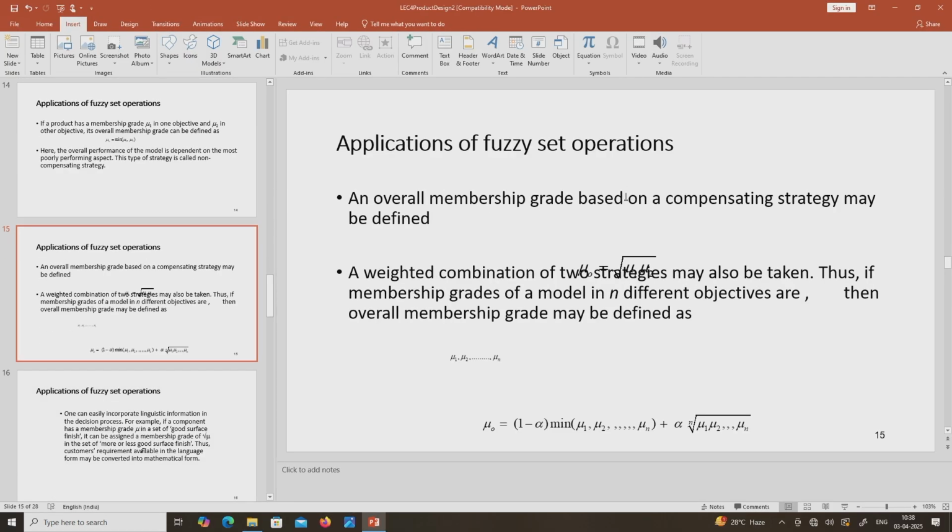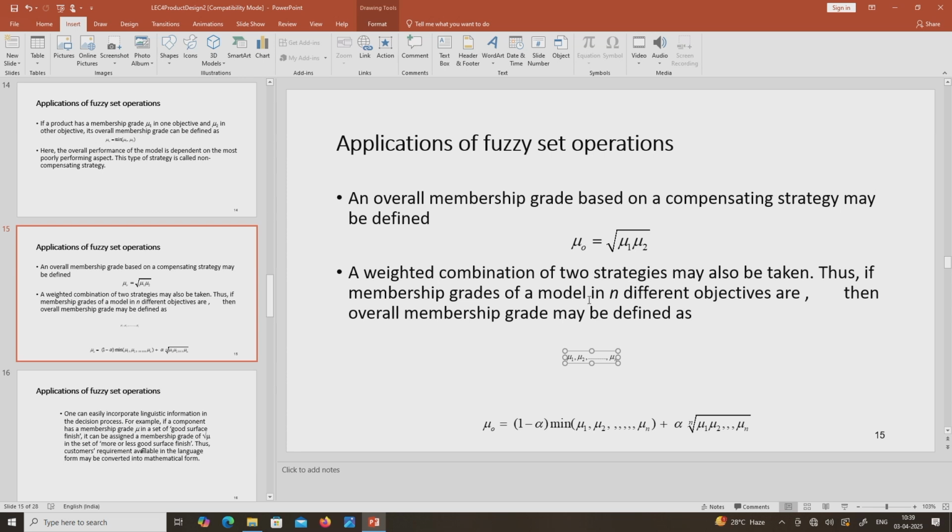But we can have another type of thing. The overall membership grade based on a compensating strategy may be defined this way: if something has grade mu1 in one criterion and grade mu2 in another criterion, then the combined one is mu0 equal to the square root of mu1 mu2. If there are three alternatives, you multiply mu1, mu2, mu3 and take the cube root. So a weighted combination of the two strategies may also be taken.